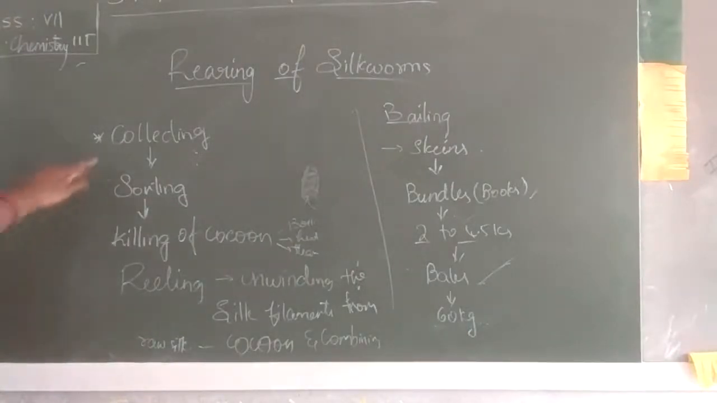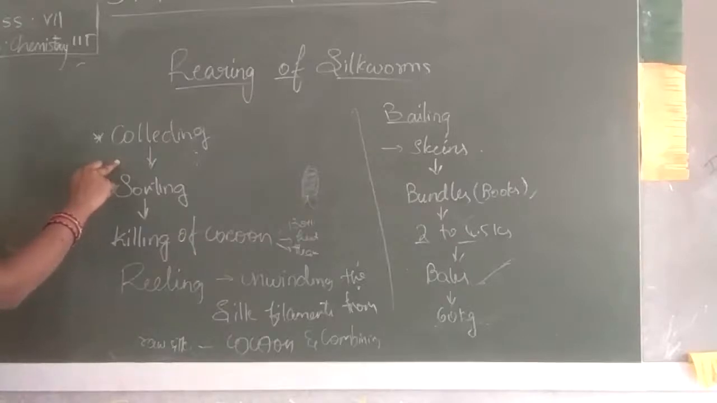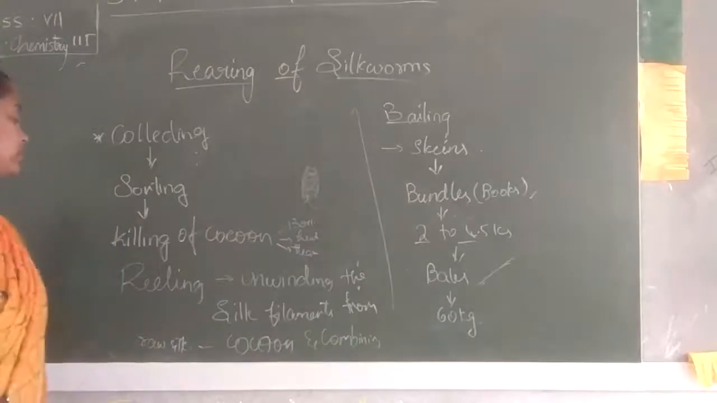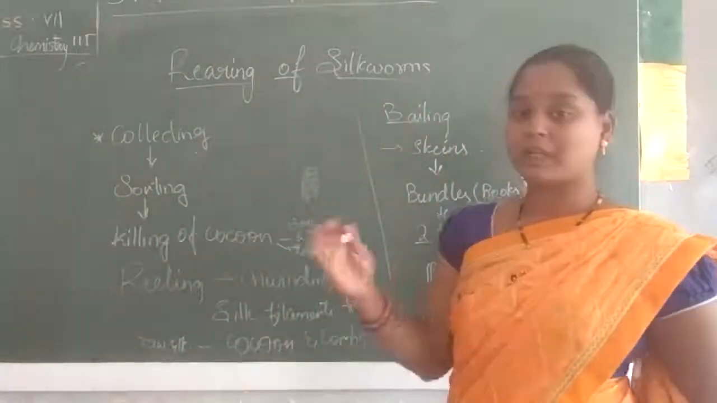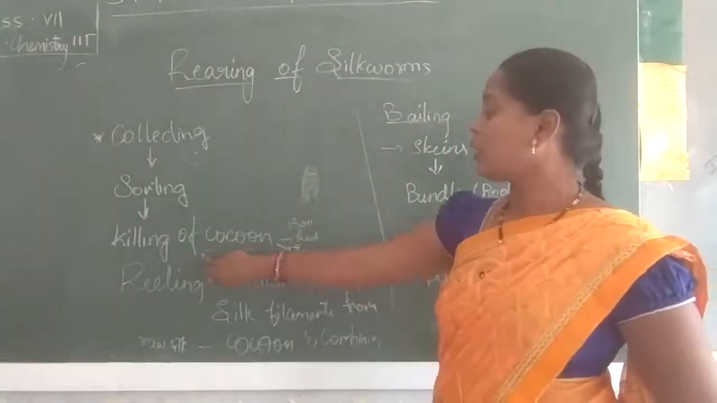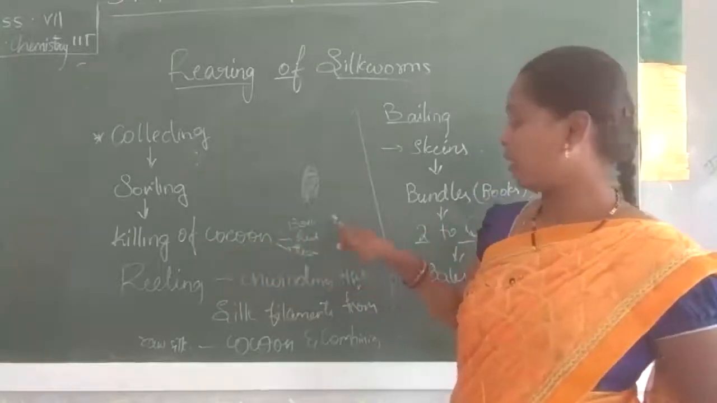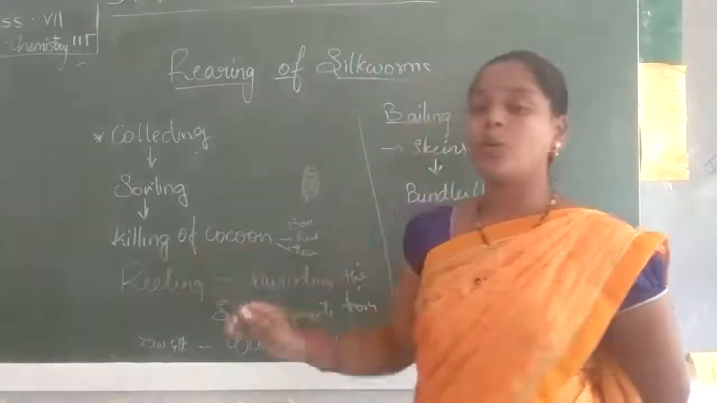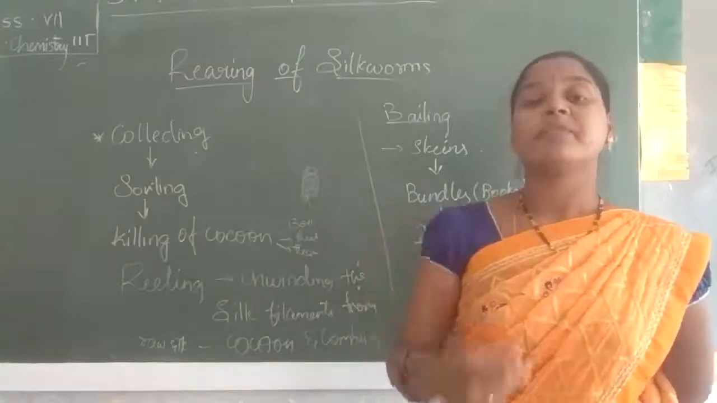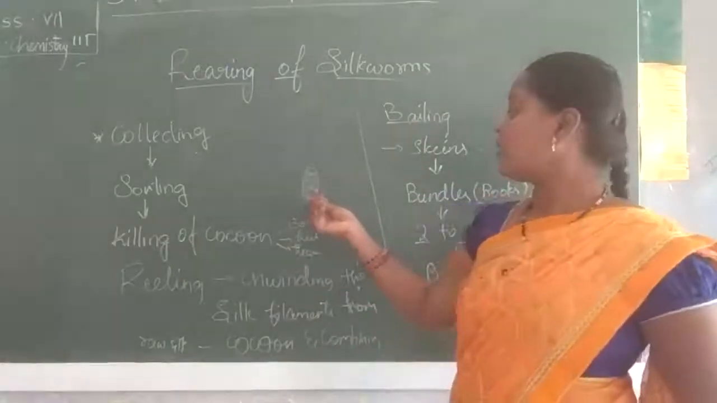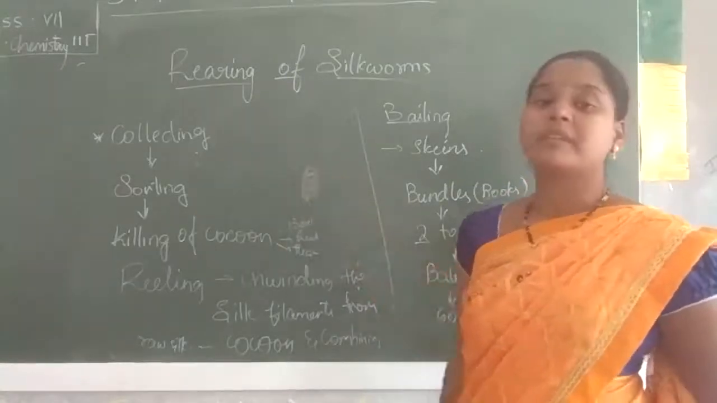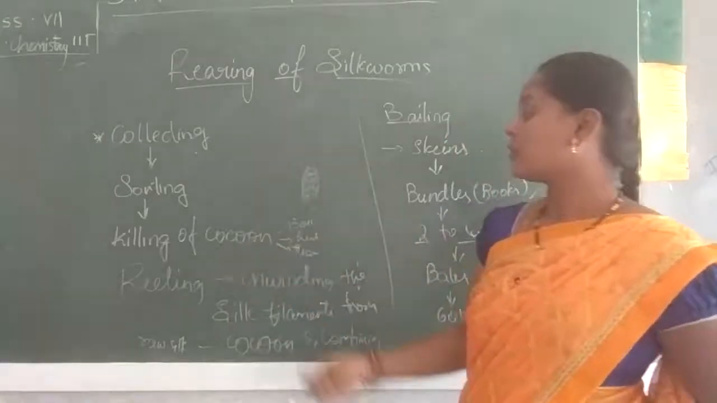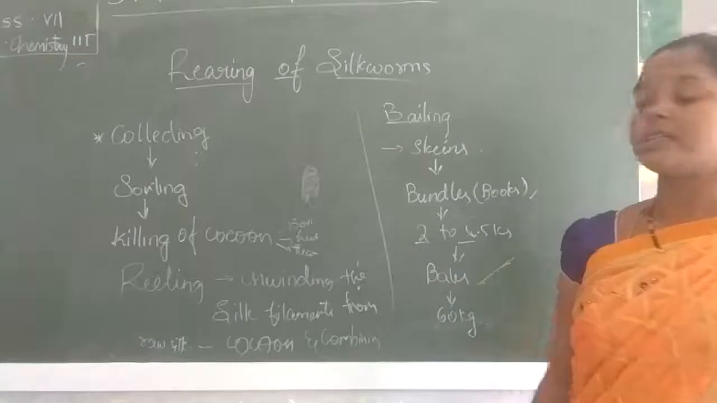Once again, different types of cocoons are collected, then sorting is done according to the color, texture and all those things. Next, the same texture, same color, same quality are separated, and killing of cocoon is done. Killing of cocoon is done by 3 methods: boiling, heating and steaming. Here killing of cocoon is done only for the fully grown cocoons, not for the moth which comes out of the cocoon. Why? Because once the moth comes outside, the cocoon may be damaged. That means the silk thread may be damaged. So here boiling, heating, steaming is done.